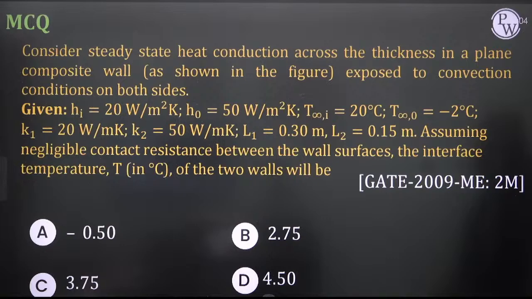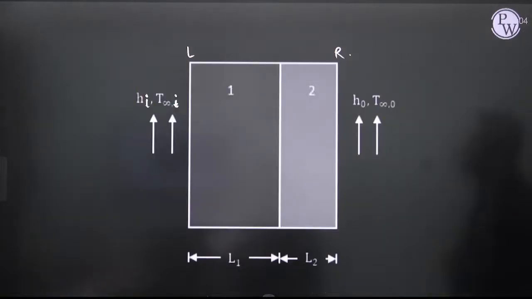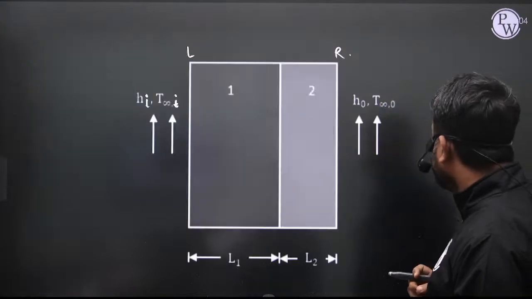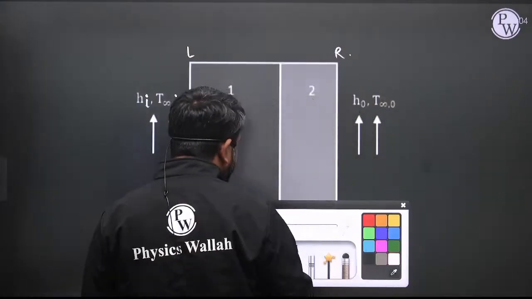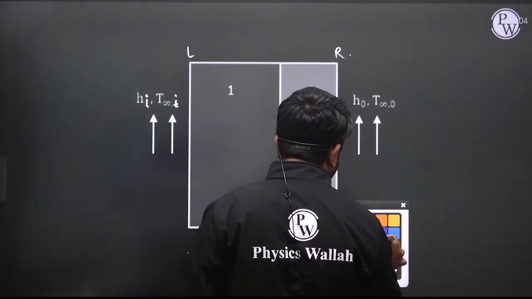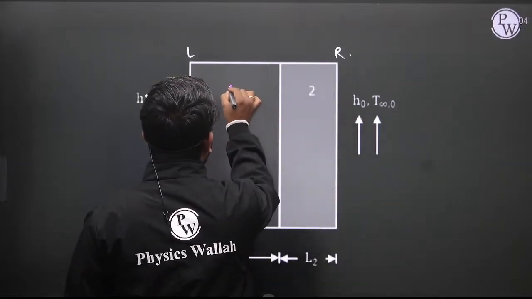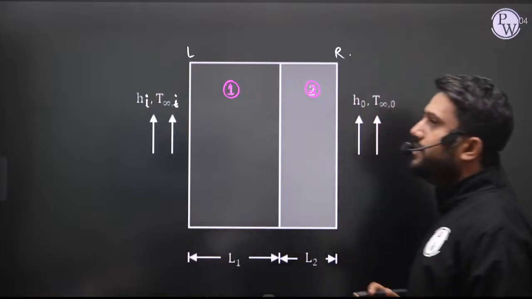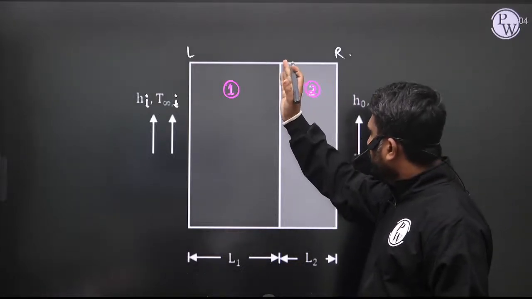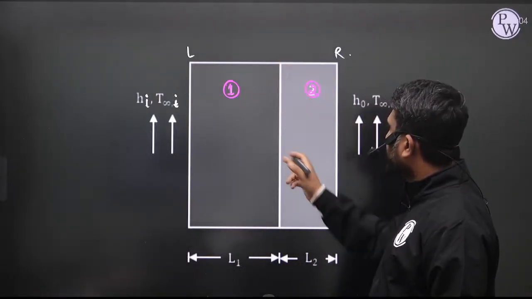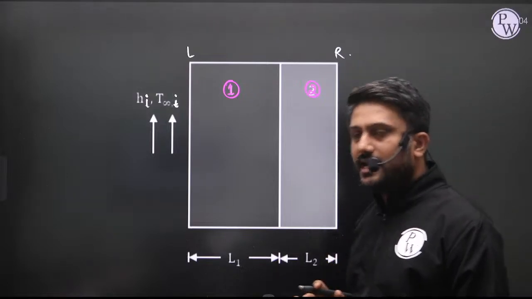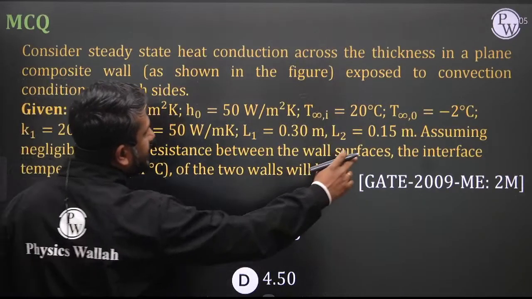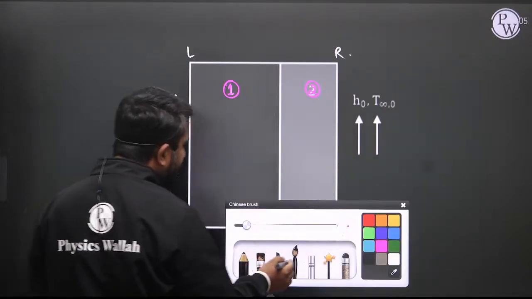In this question it is clearly mentioned, interface temperature. So what is the interface temperature? This is the interface of these two walls. This is wall number 1, and this is wall number 2. For wall number 1 and wall number 2, this is the interface. So what is the interface temperature? This is asked. On this side the temperature is 20 degrees Celsius, and on this side the temperature is -2 degrees Celsius. So this is a series connection problem.